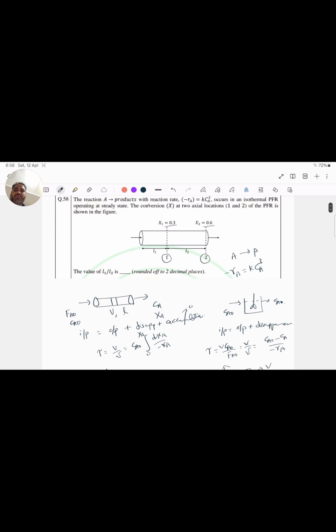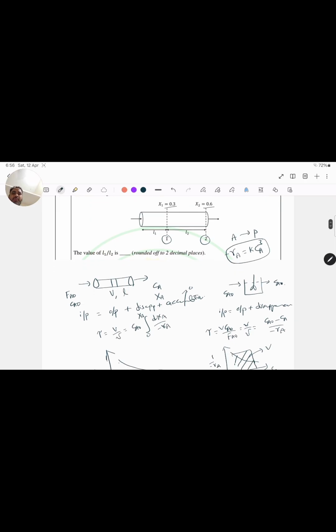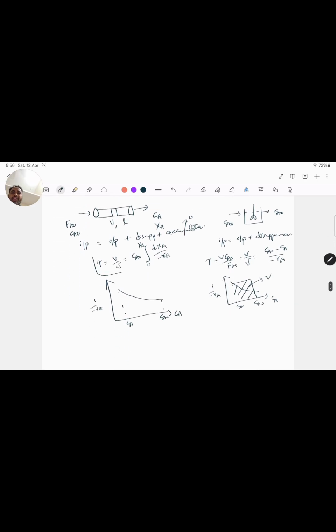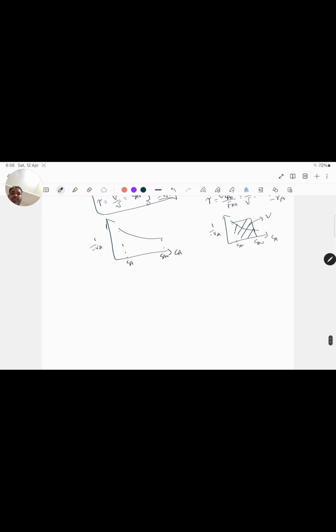Now when it comes to this problem, the only data given is the rate of reaction, and we need to find out the length ratio L1 by L2 for the conversions 0.3 and 0.6. So for that, we are going to take this expression and derive the final L1 by L2 ratio.